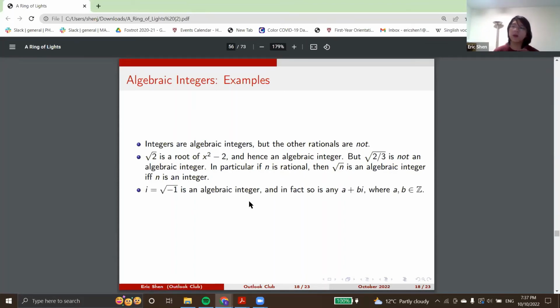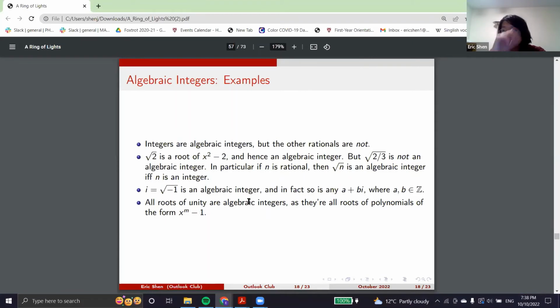Okay. What about i? Well, i is a root of x squared plus 1, and that leading coefficient is equal to 1. So i is an algebraic integer. In fact, any a plus bi, where a and b are integers, also turns out to be an algebraic integer, but you might need to do a little bit more work to show this.